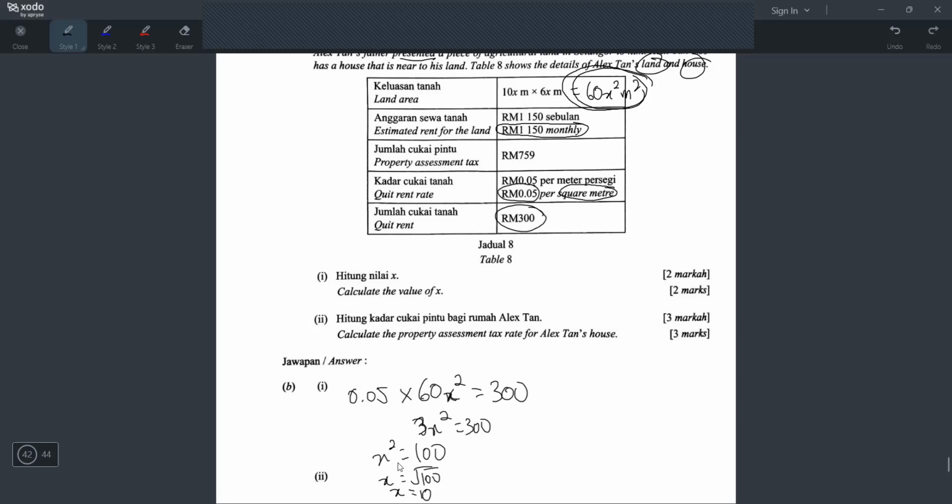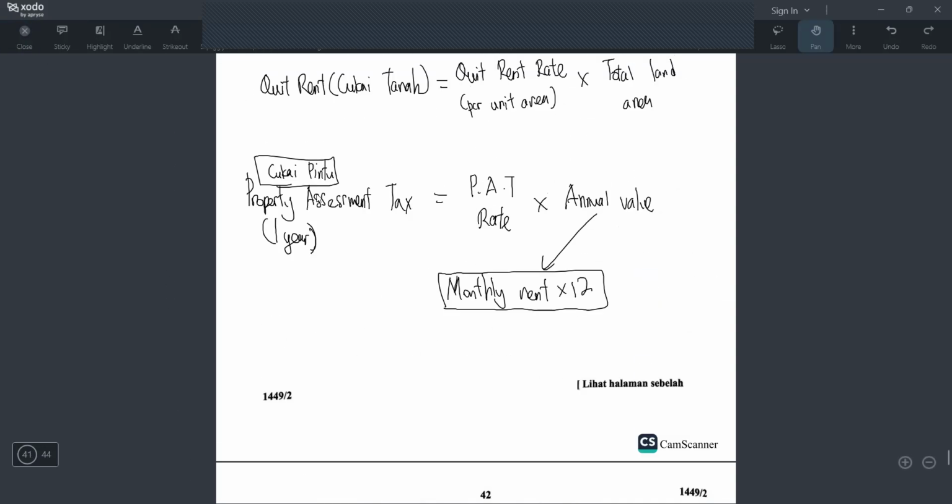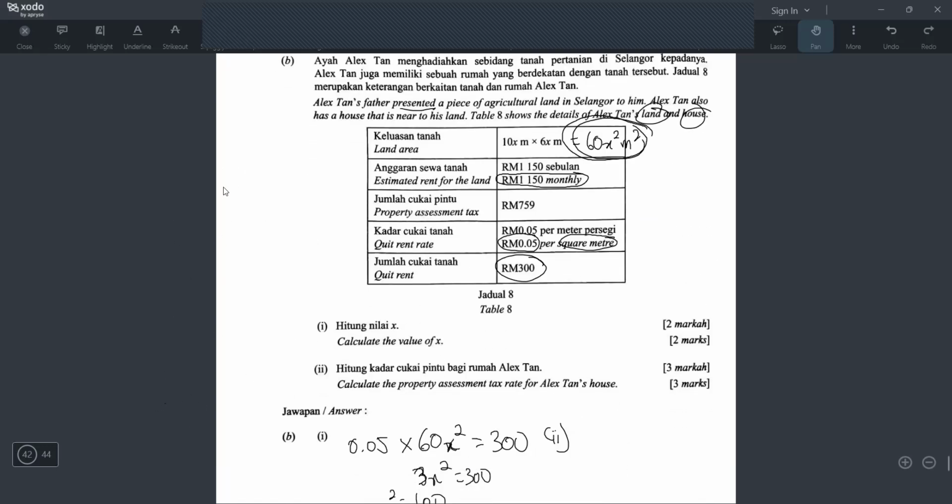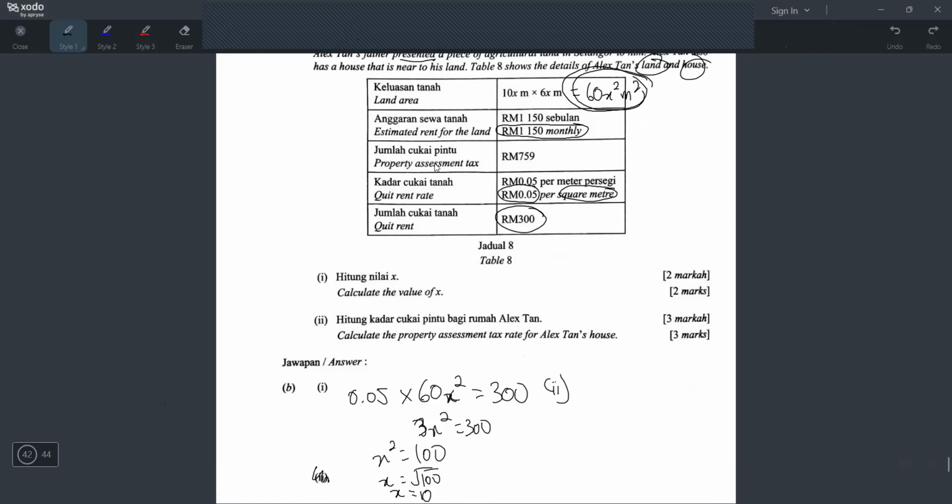Now let's do second question. Second question says calculate the property assessment tax rate. So definitely we will be using the other formula. So what's the formula? I already explained just now. This one, right? Property assessment tax for 1 year is equals to the rate times with the annual value. But if they don't give you annual value, you can use this method, monthly rent times 12, right? So do we have the rate and the annual value? Okay, the rate, I need to find actually, right?